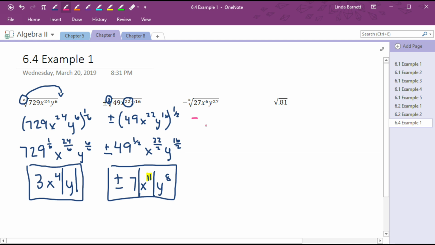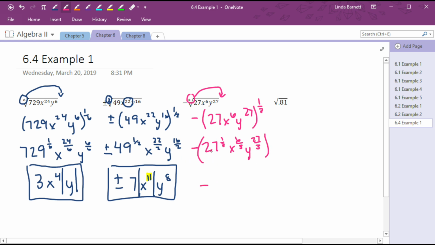Let's change colors here for the next one. So this is going to be the negative cubed root of 27, x to the 6th, y to the 27th, and I'm going to rewrite that cubed root as an exponent over here, 1/3. 27 to the power of 1/3, x to the 6th divided by 3, and y to the 27th divided by 3. I'm going to simplify this.